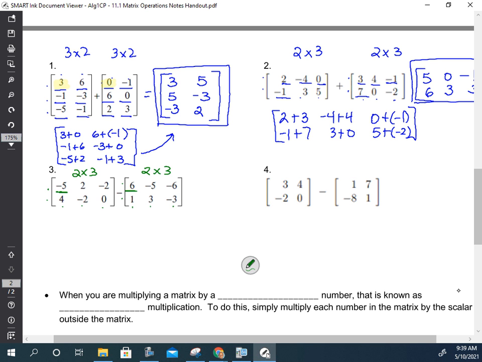-5 goes with 6. -5 minus 6, which is -11. 2, -5. 2 minus -5 is 7. Negative 2 minus negative 6 is 4. Any questions on how we got that first row?